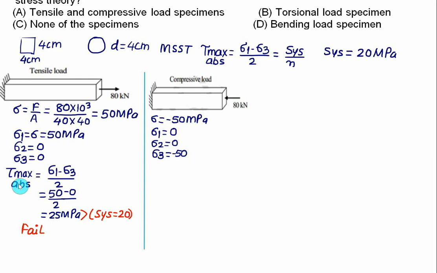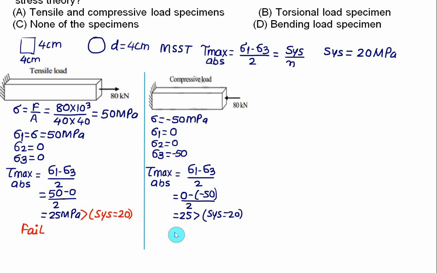Again we'll use the condition of tau max, which is given by sigma 1 minus sigma 3 by 2, is 0 minus minus 50 divided by 2. So this will give you again 25 megapascal, and the value of 25 is more than SYS, which is equal to 20, and therefore it will fail. So the tensile and the compressive load specimen will fail. Choice A is correct.